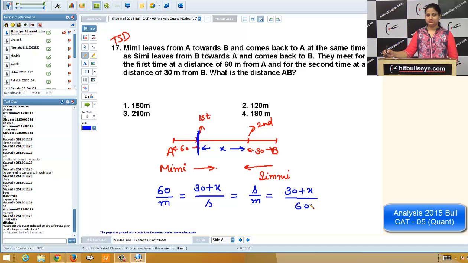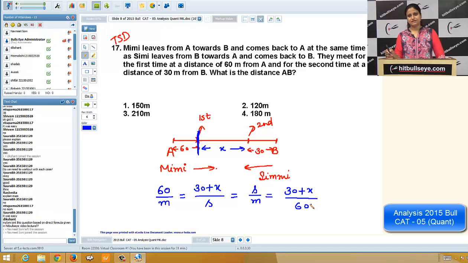Whenever the time taken by both of them is same, distance is directly proportional to speed. So if we consider their speeds to be s and m, I am taking the initials. So the distance covered by Simi is 30 plus x to reach the first meeting point, and the distance covered by Mimi is 60. So that is the thing we are getting.